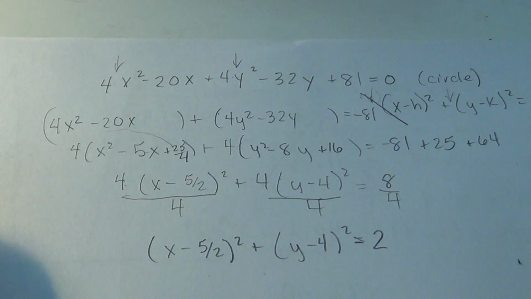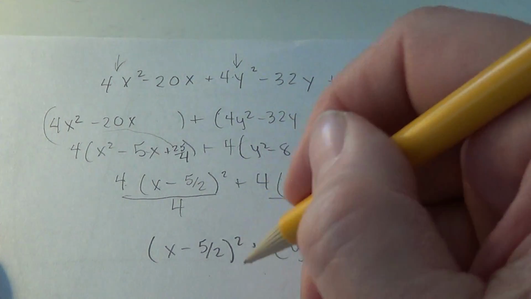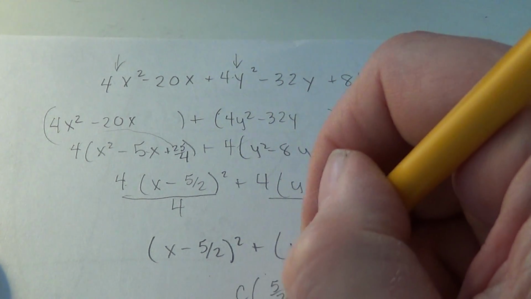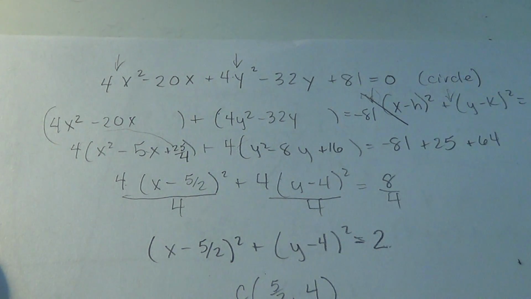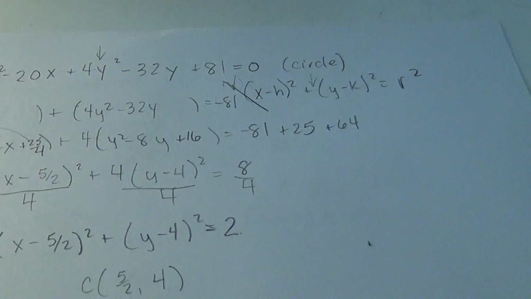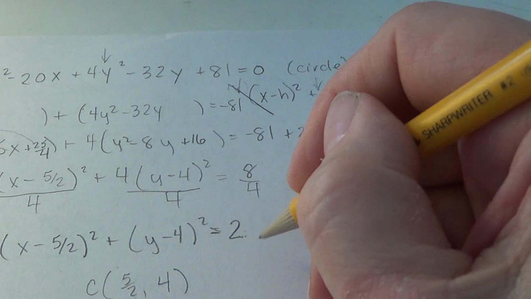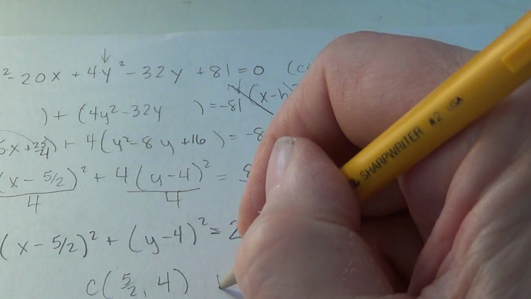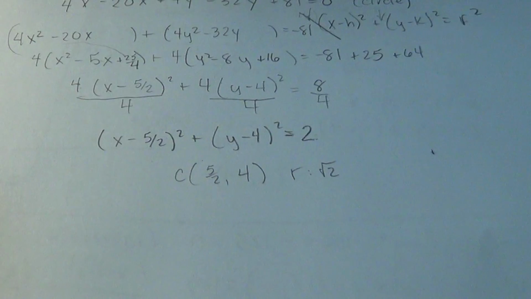All right, so this has all the secrets of our circle. The center is at 5 halves, 4, and this represents r squared. This is r squared, so the square root is the radius. All right, so I'm ready for graphing.